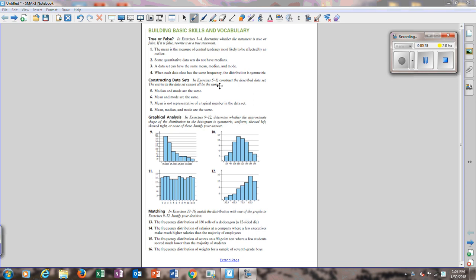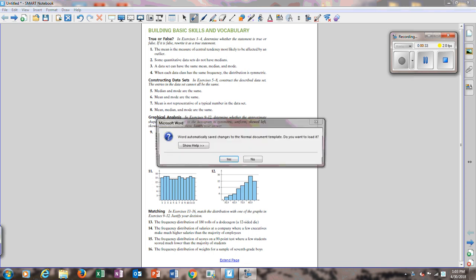Some quantitative data sets do not have medians. That is false.